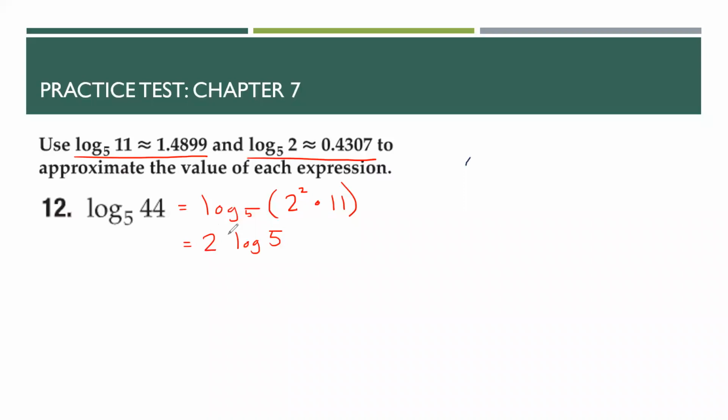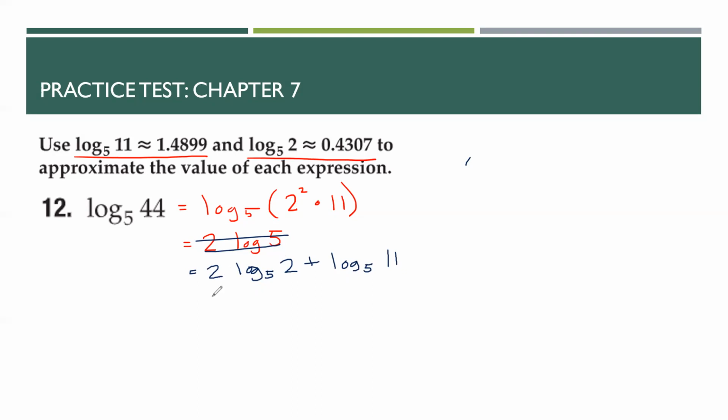Okay, sorry about that. Let me just rewrite it. So this exponent 2 is in front of log base 5 of 2 plus log base 5 of 11, because remember this is where you're applying the properties of powers. So if you're raising a power to a power, you're multiplying it. And if you're multiplying 2 powers, then you're going to add them.